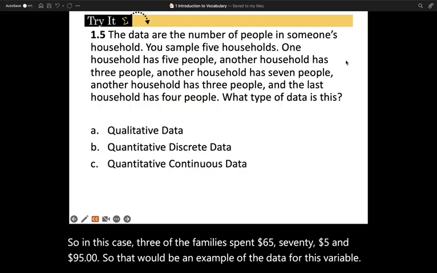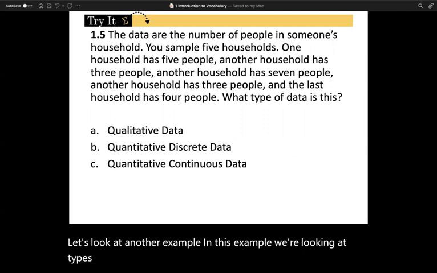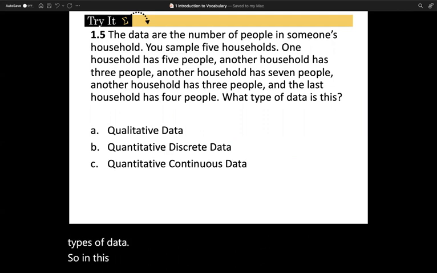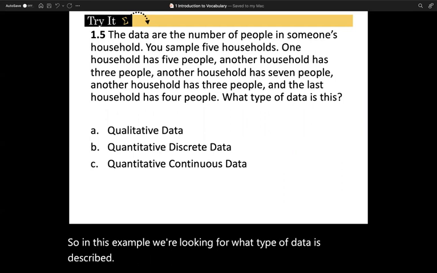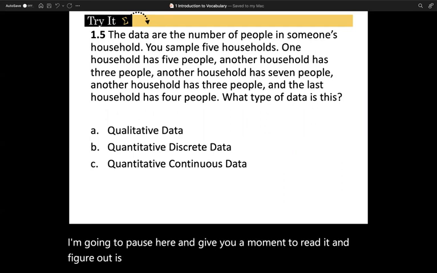Let's look at another example. In this example, we're looking at types of data. So in this example, we're looking for what type of data is described. I'm going to pause here and give you a moment to read it and figure out, is it A, B, or C?